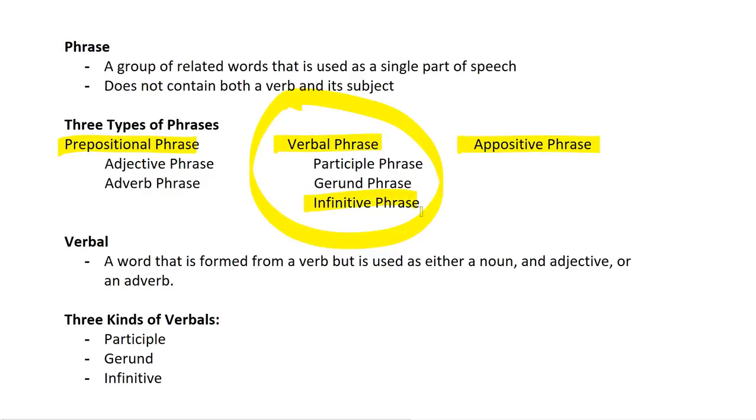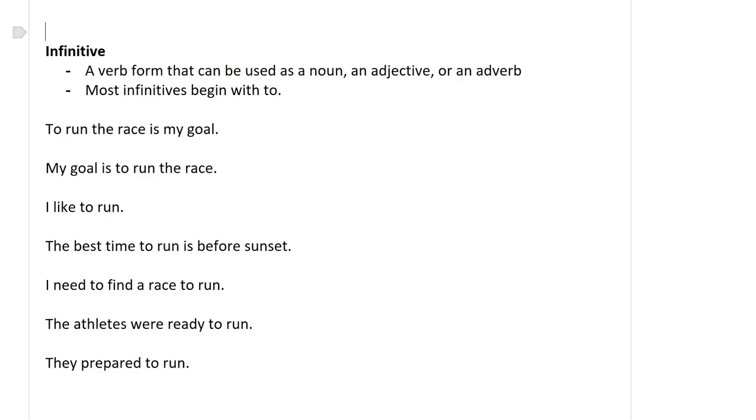Now remember, a verbal is a word that is formed from a verb but is used as either a noun, an adjective, or an adverb. And there are three types of verbals again, and of course today we're talking about the infinitive. And the infinitive is a verb form that can be used as a noun, an adjective, or an adverb. And that might be a bit confusing that it can be three different things. But luckily for us, there's this great trick. Most infinitives begin with the word to.